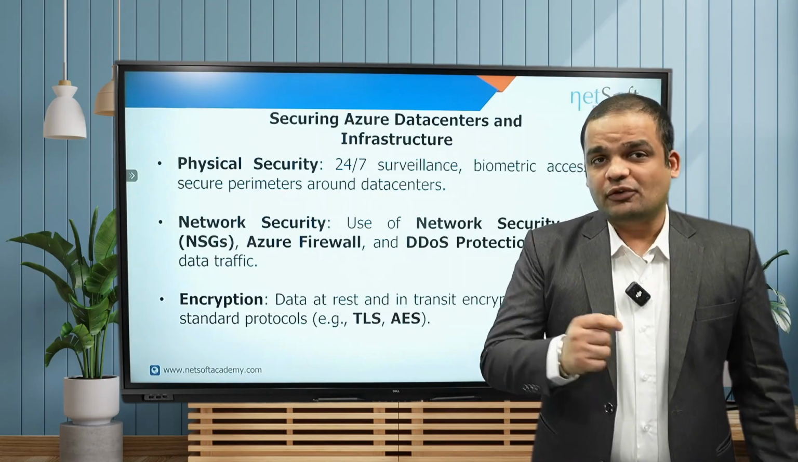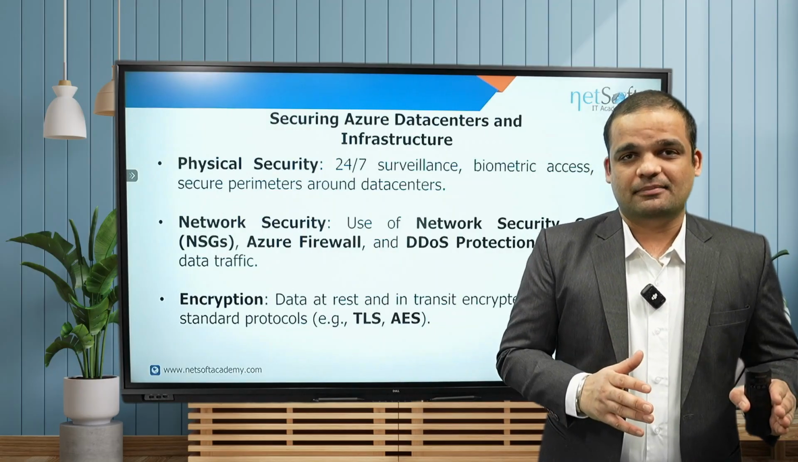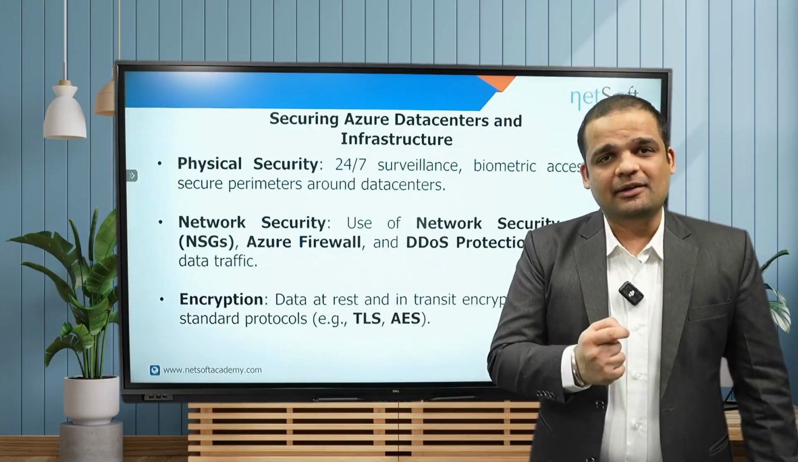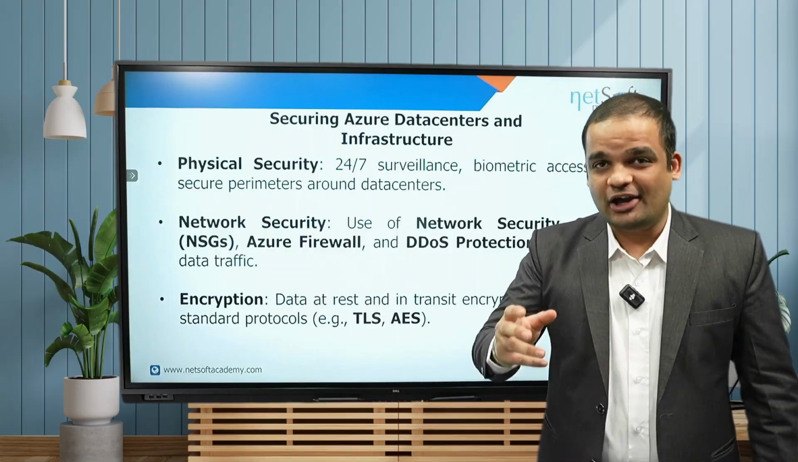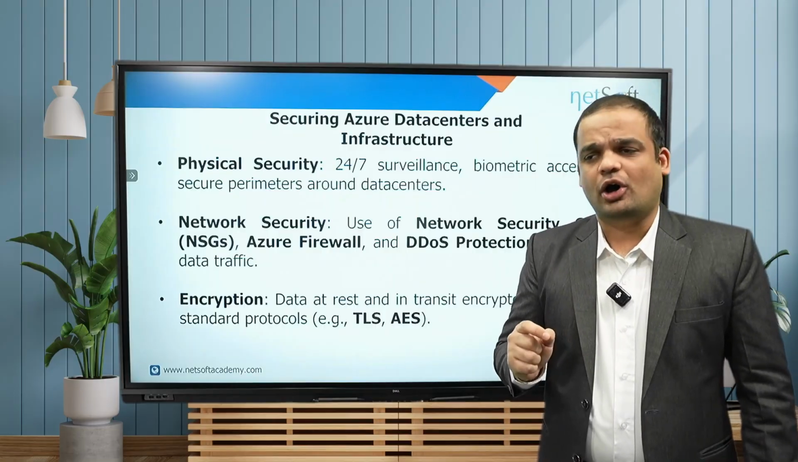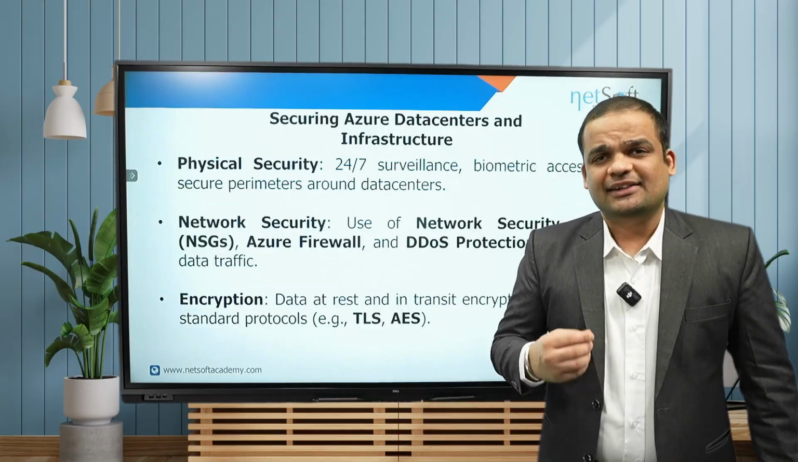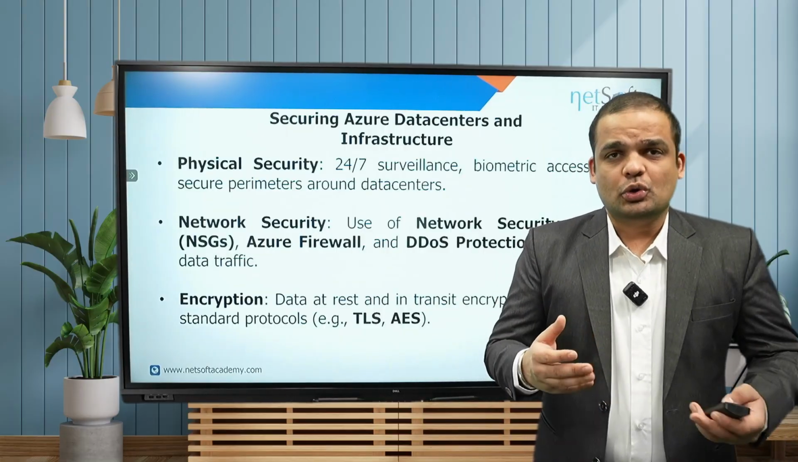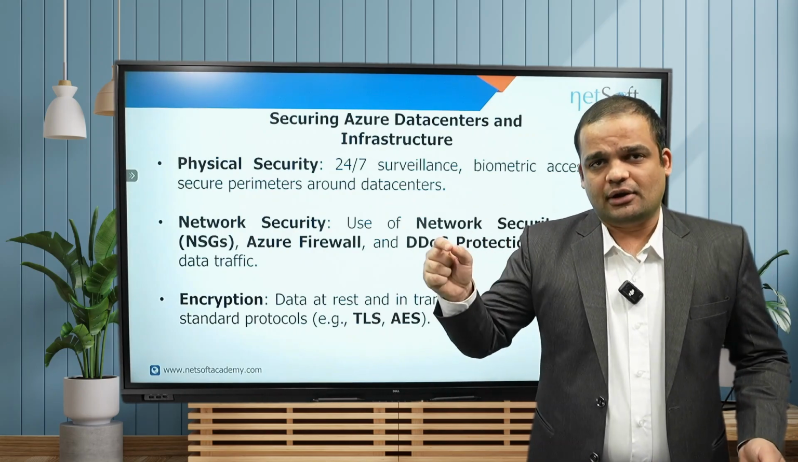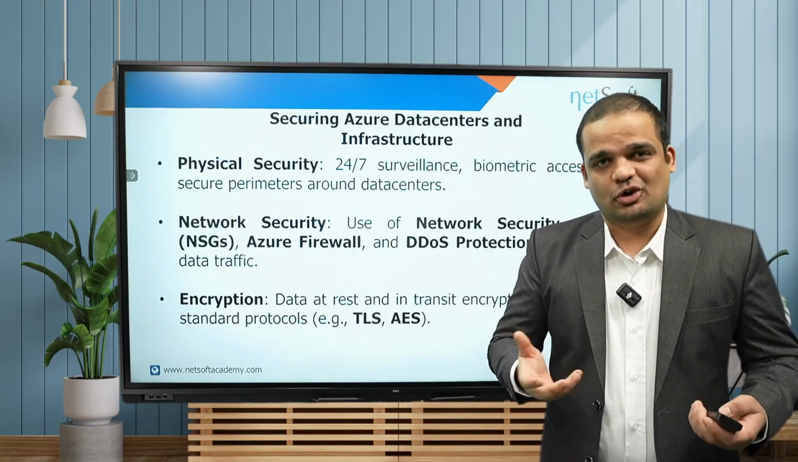When it comes to network security, Azure provides multiple layers of protection, like network security groups, NSG, to control inbound and outbound traffic to your Azure resources, allowing you to define security rules based on IP address, ports, and protocols. These rules can be applied to subnets or even individual NICs, network interface cards, for very granular control over access to your resources.